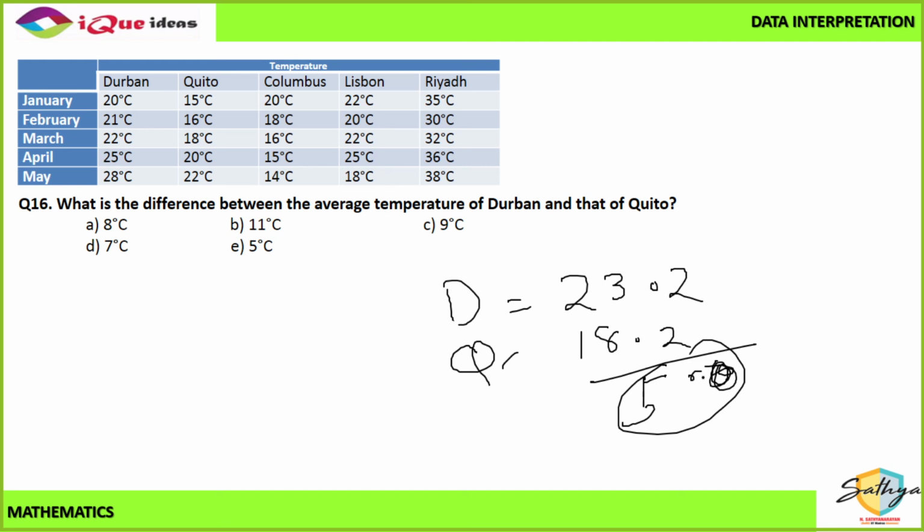It's 5 degrees. For Durban, the average is 23.2. For Quito, the average is 18.2. So the difference between the average temperatures is 5 degrees. Anmol, how did you get D? Check your calculations. D cannot be my answer. The difference is 5 degrees. Average temperatures. Right? Chalo.